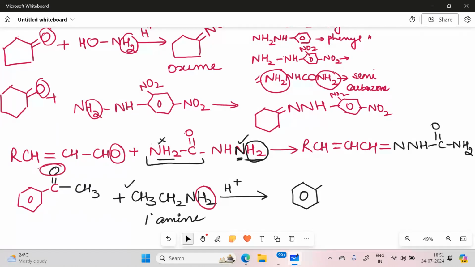So to the C, N CH2 CH3 gets attached. The rest of the part is as it is. From where you are removing the oxygen, add the remaining part. Remove water and whatever is left, attach in place of oxygen. What is the name here? Schiff's base.